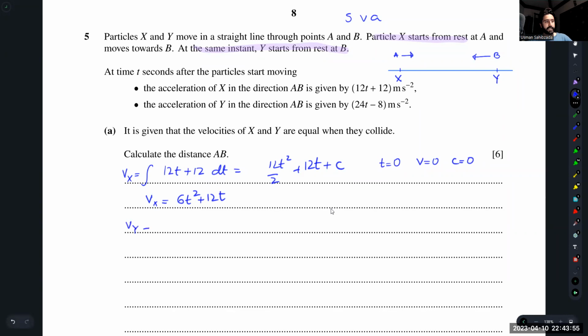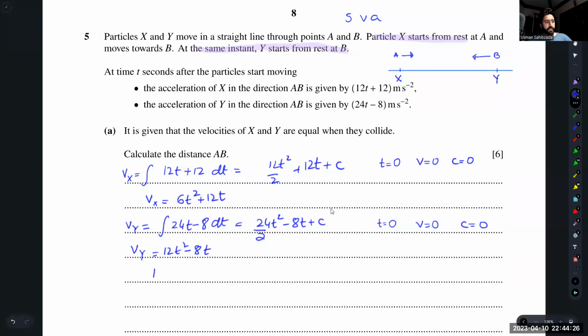Velocity of Y, I hope आपको समझ आ रहा है सब कुछ. मलाइका इधर ही है, मलाइका को भी I hope आ रहा है. Integrate किया हमने 24t square over 2 minus 8t plus c. Again आपने time की value 0 और velocity 0 डाला. c 0 आ गया and your velocity for y is 12t square minus 8t.